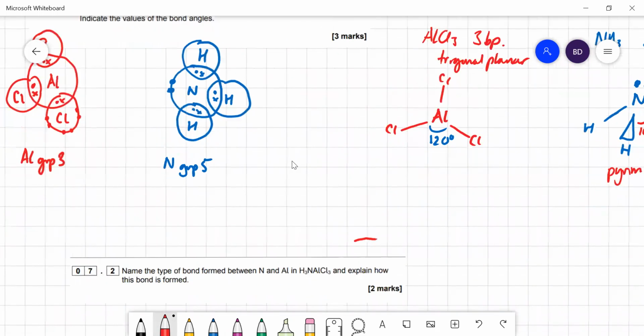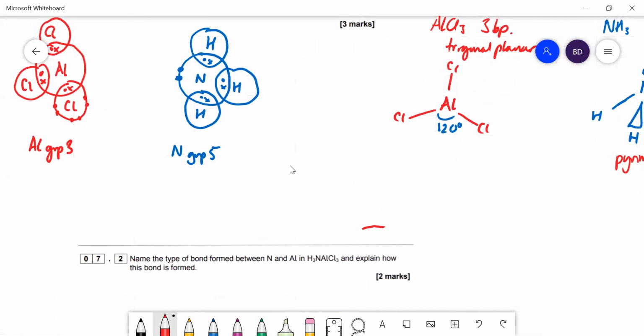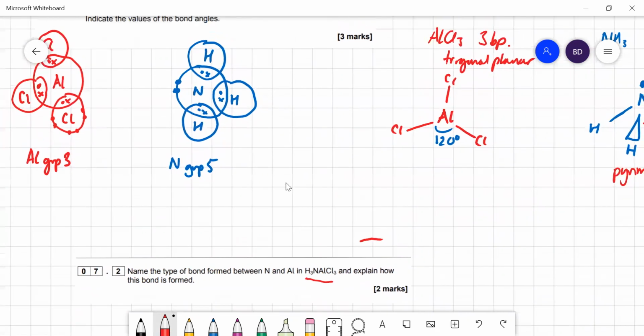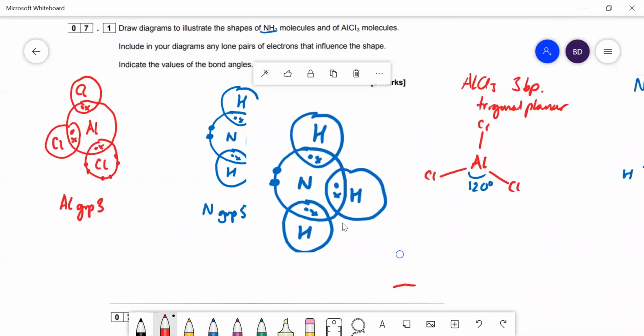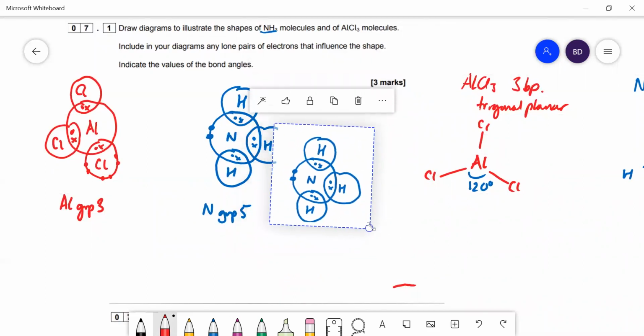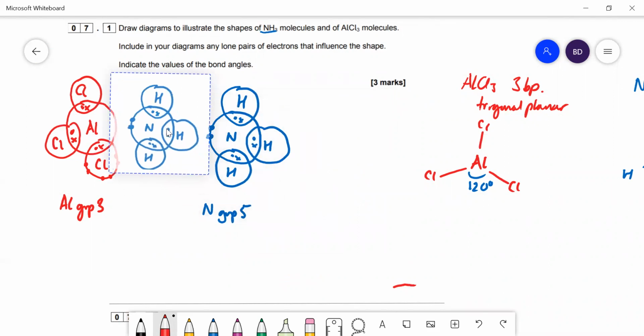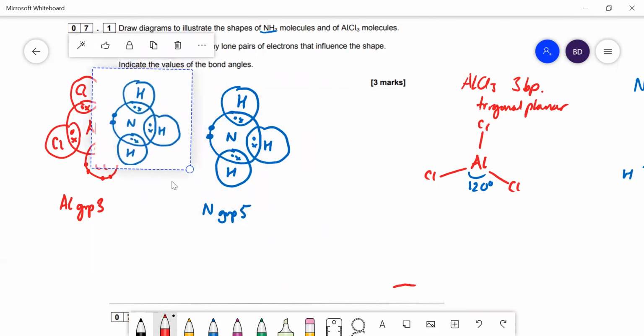That's that bit. Now, name the type of bond formed between nitrogen and aluminium in this compound. Now, what's going to happen here is you are going to form a dative bond. So this thing, the ammonia, if I paste that in, make it a bit smaller, that's going to go in there. And it's going to form a dative bond. That's not worked very well, but anyway, there we go.